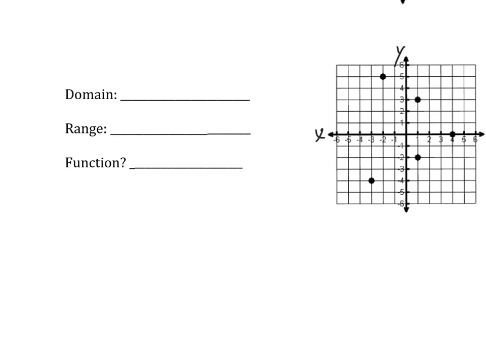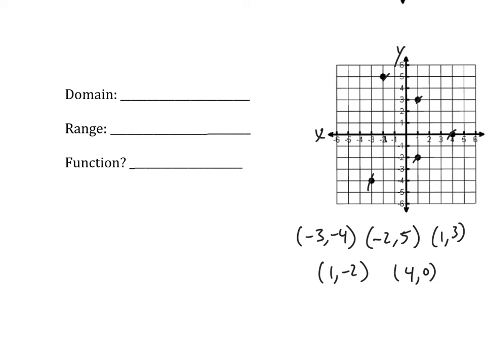Okay, so our ordered pairs are -3, -4. Let's see, that's this one. And then we have -2, 5. That's that one. And then we have 1, 3, that's this one. We have 1, -2. And we have 4, 0.